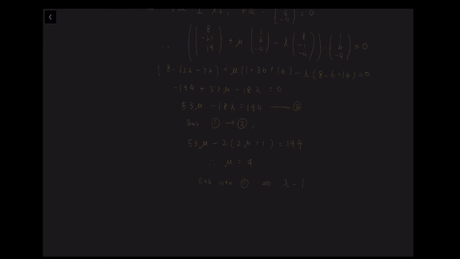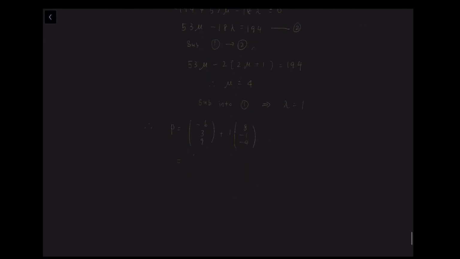So P equals minus 6, 3, 9, plus, because we know lambda equals 1, so 1 times 8, minus 1, minus 4, and the point is 2, 2, 5. Whereas for Q, we know that mu equals 4, so substituting back into L2, and we know that Q is on L2, so 2 minus 18, 28, plus 4 times 1, 6, minus 4, we'll get 6, 6, 12. And that is the position of point Q.